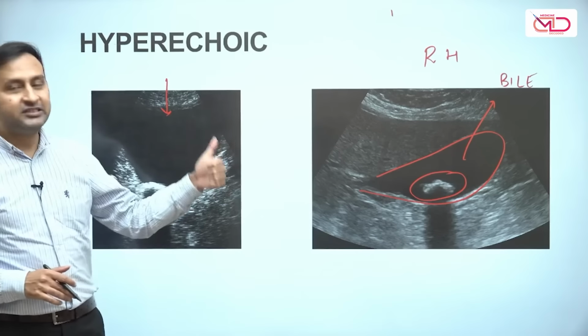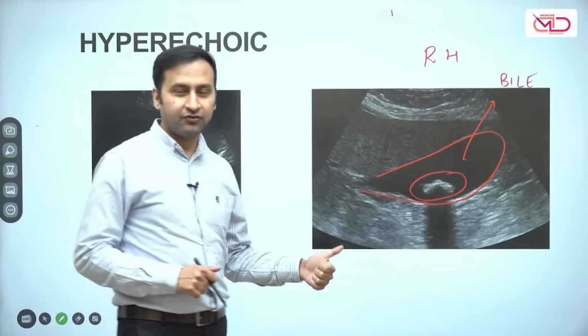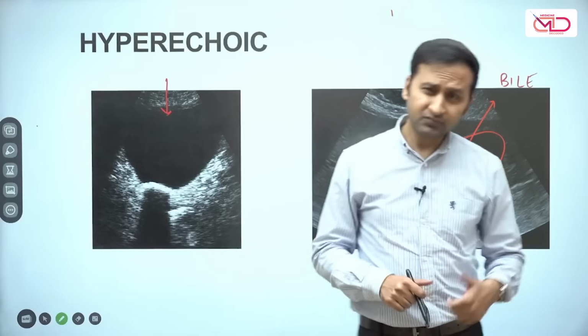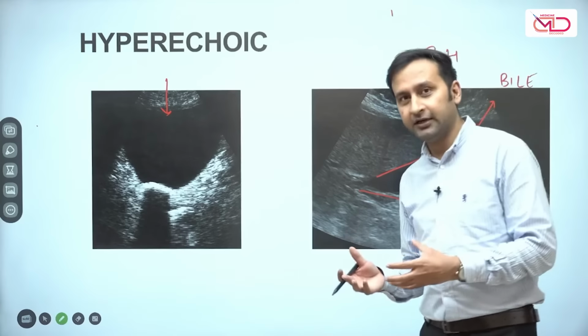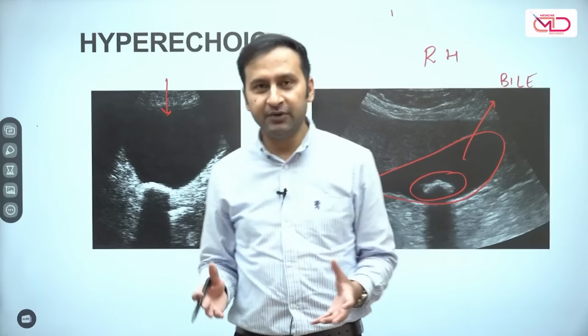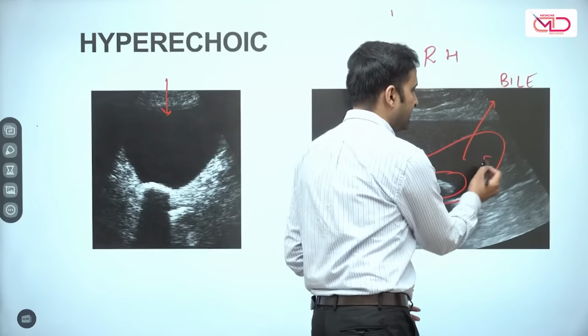So this structure, which is very white and very bright on sonography, must be a hard structure. So what do you expect? A substance which is very hard, which is present within the gallbladder, which is producing a very bright image. So it has to be a gallbladder stone.